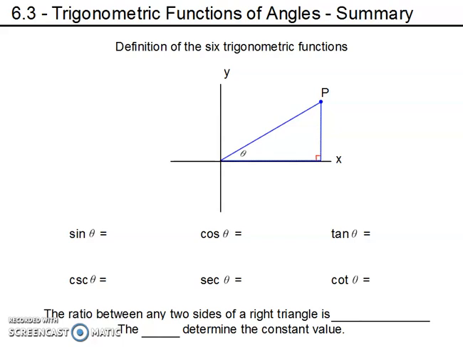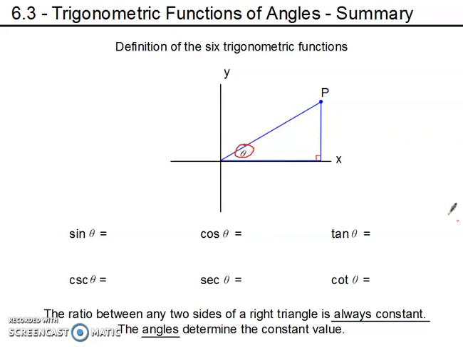So we've got 6 trig functions: sine, cosine, tangent, cosecant, secant, and cotangent. All these are taking the relationships between two sides of a right triangle and finding the ratio between those two sides. The ratio between any two sides of a right triangle is always constant. It's the angles that determine the constant value.